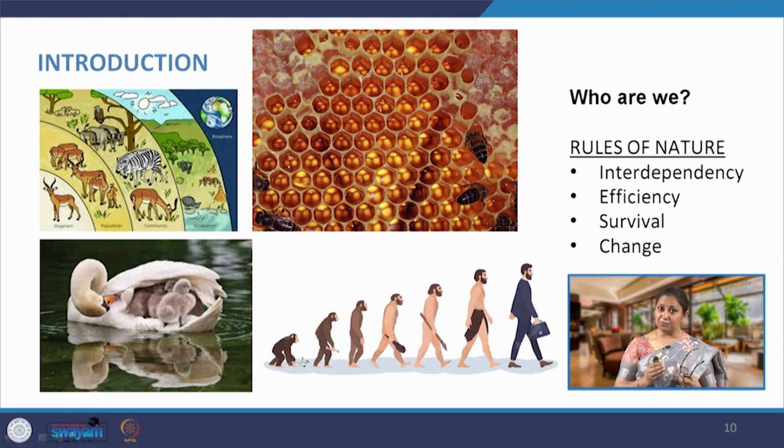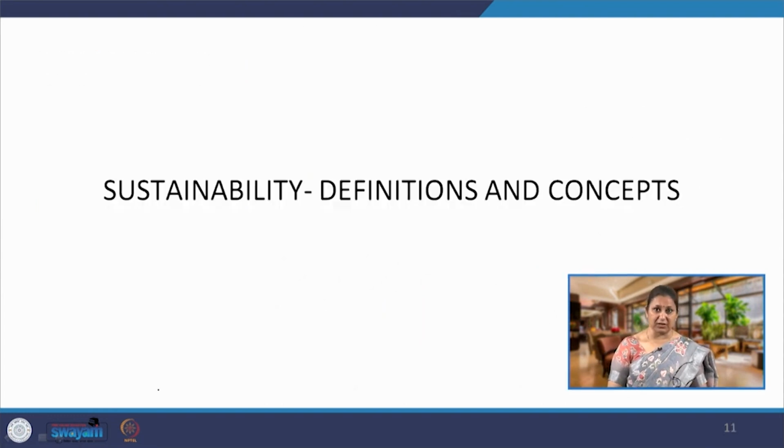So, if we follow the rules of nature, we will surely sustain, but if we are doing the opposite of what the rules of nature call for, then it will be difficult for human beings as a species, as a community, to sustain and to survive. It might become very difficult.